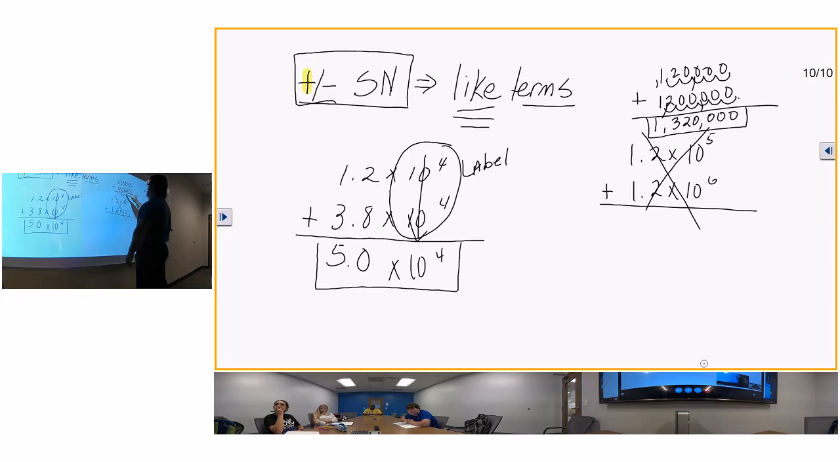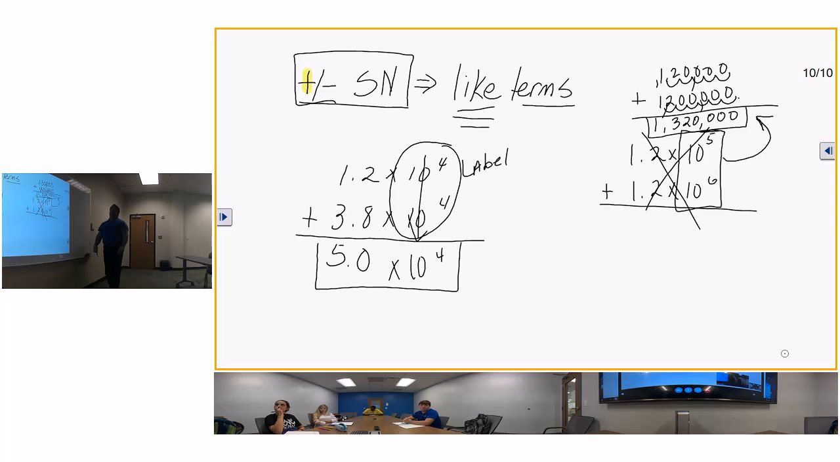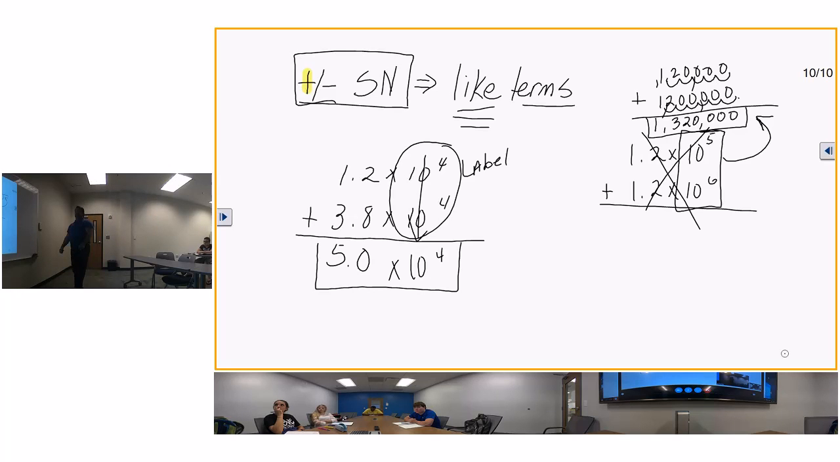Okay, so if you're adding or subtracting different exponents, you have to go old school and do it the old way. Now, you can use your calculator, but my purpose here is not to show you how to use a calculator, it's to show you properties behind it. Okay? Question here.